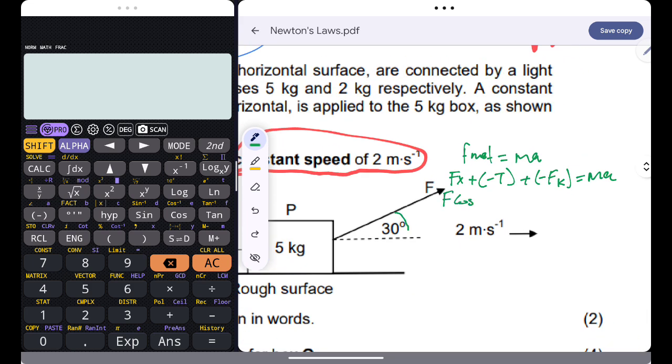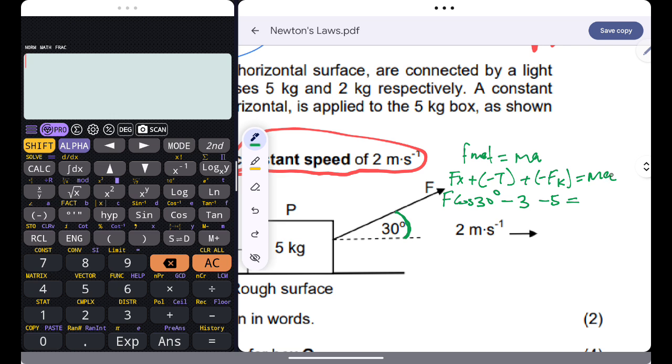Remember that, guys, the value of Fx, the horizontal component, is simply F multiplied by the cos of theta. Theta is the angle between the force applied and the horizontal surface, which is 30 degrees. Then we subtract the value of tension. We got the tension to be 3 newtons. Our frictional force is 5.